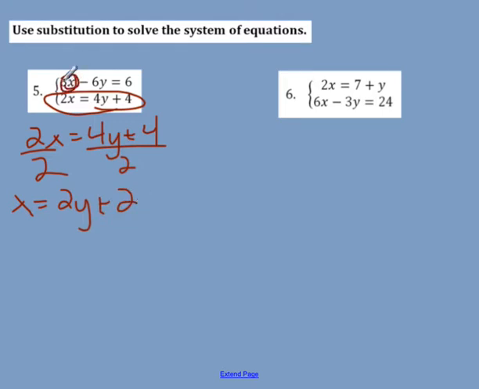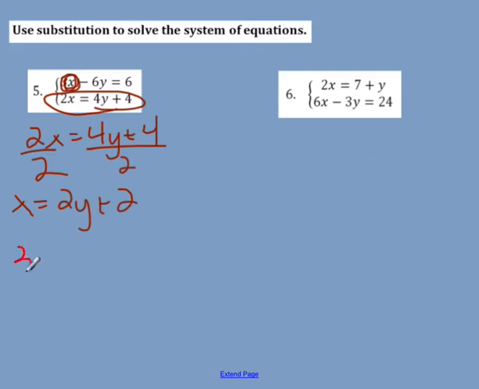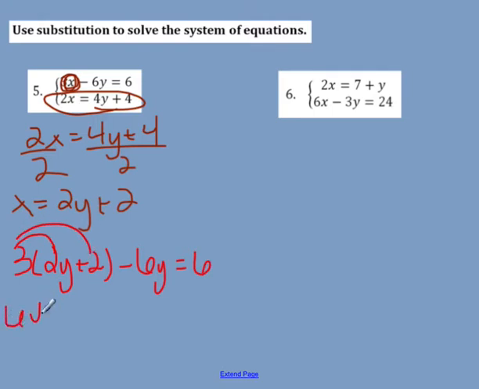So I'm going to plug that in for that x in the first equation. So then I'm going to get 3 times 2y plus 2 minus 6y is equal to 6. So now we're going to solve that. So I'm going to distribute that in. So then I get 6y plus 6 minus 6y is equal to 6.